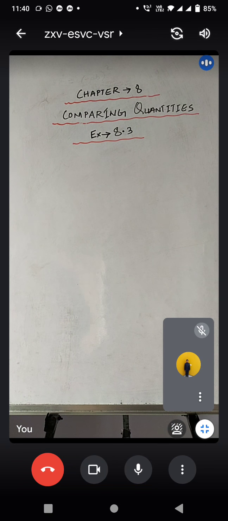Hello everyone. So today we will start exercise 8.3, chapter 8, comparing quantities. Today we'll do question number 1 all, which means there are 4 sums there. So we'll do all the sums of question number 1.